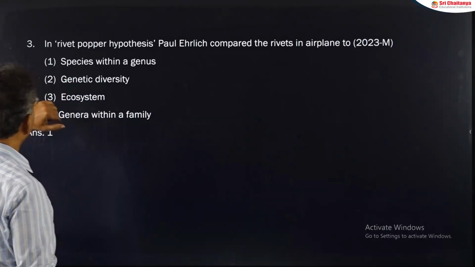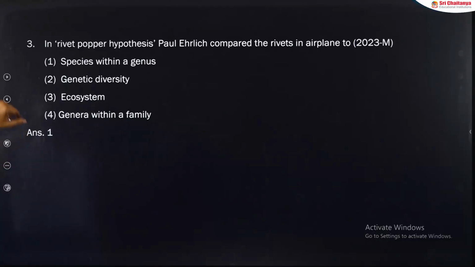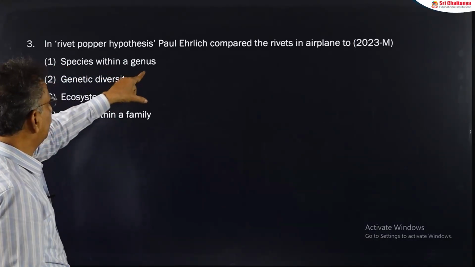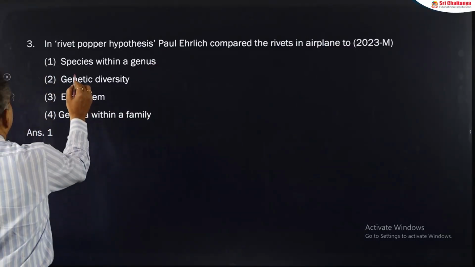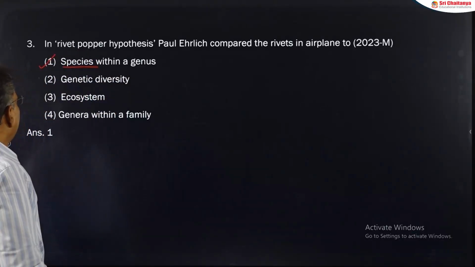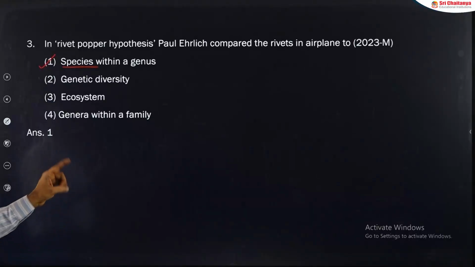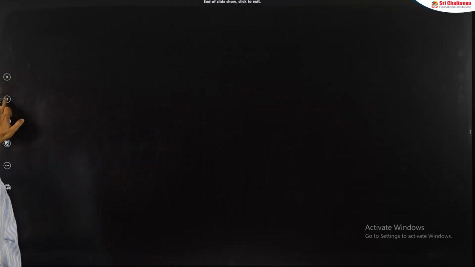Next, the same Manipur examination, same topic, another question. In the rivet popper hypothesis given by Paul Ehrlich, the rivets of an aeroplane are compared. Each rivet is a species, and the entire aeroplane is an ecosystem, right? That is how the sample questions given previously are for this topic.